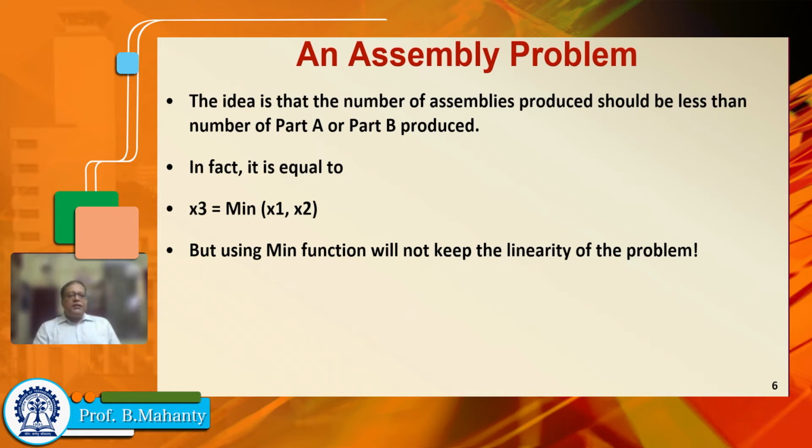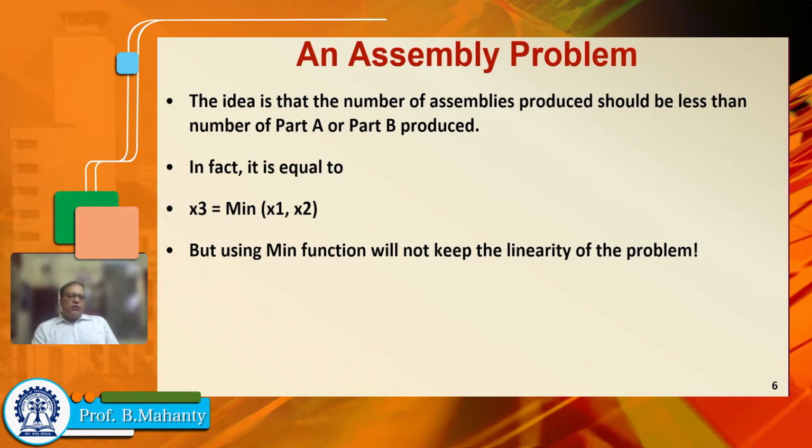So the idea is that the number of assemblies produced should be less than the number of part A or part B produced, and in fact it is equal: x3 equals minimum of x1 and x2. But using the min function will not keep the linearity of the problem. So it should be less than or equal to the number of part A or part B. That means it is the lower of the two.